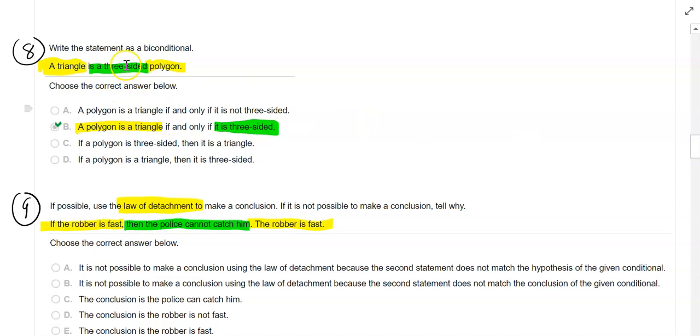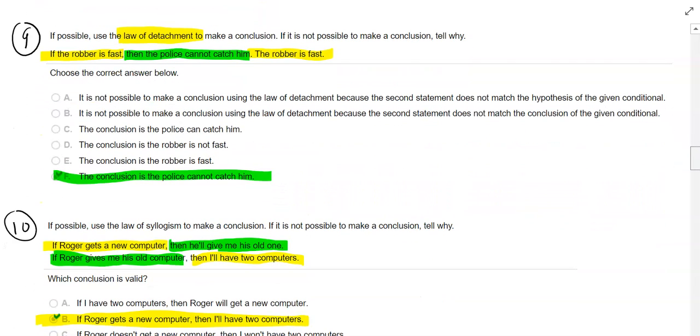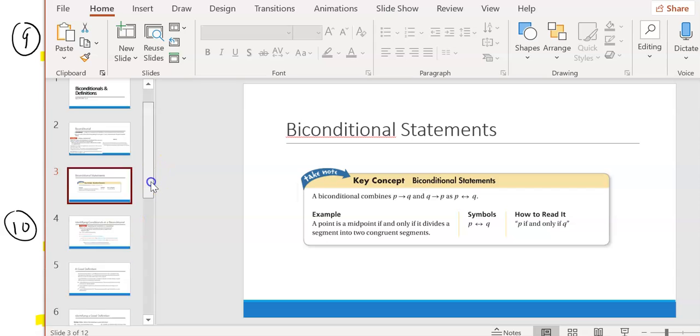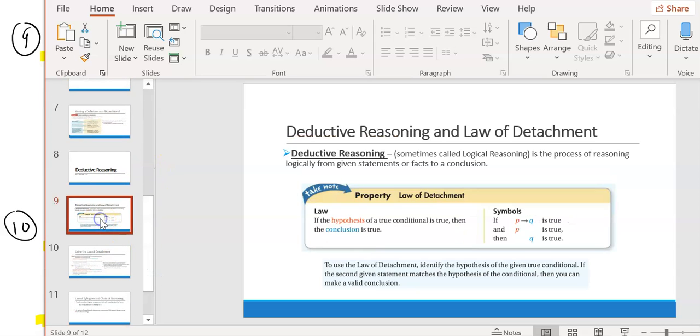I'm writing another biconditional. This one, just because the wording's a little different, I had to highlight a little bit differently here, and we write this. Now we're looking at the first law of detachment. Here's where we have a true statement, and then we take away the parts and see if the parts are indeed true.